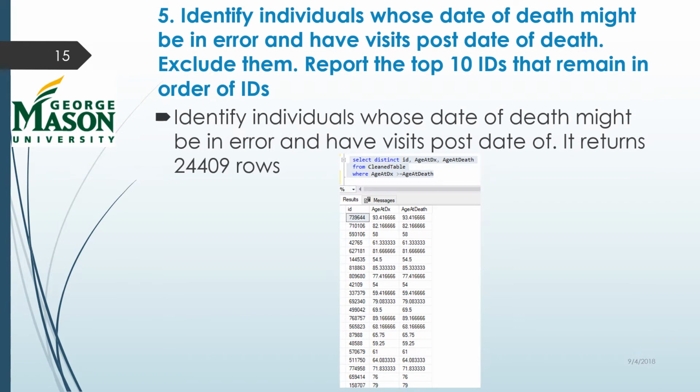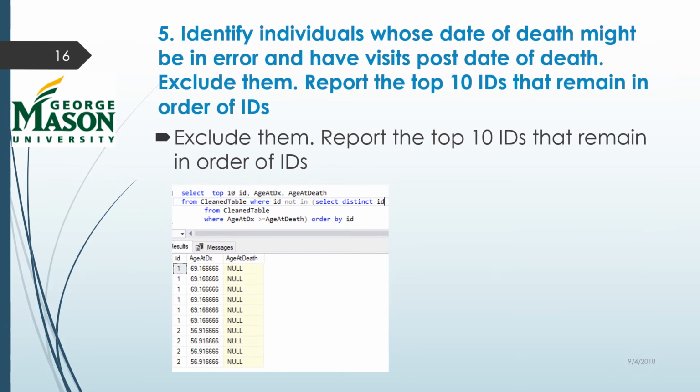So for number 5, identify individuals whose date of death might be in error and who have a visit post date of death. It returns 24409 rows, and I used this code to get this result. And I excluded them as the question demands, so I used this code to exclude them and report the top 10 IDs that remain in order of IDs.